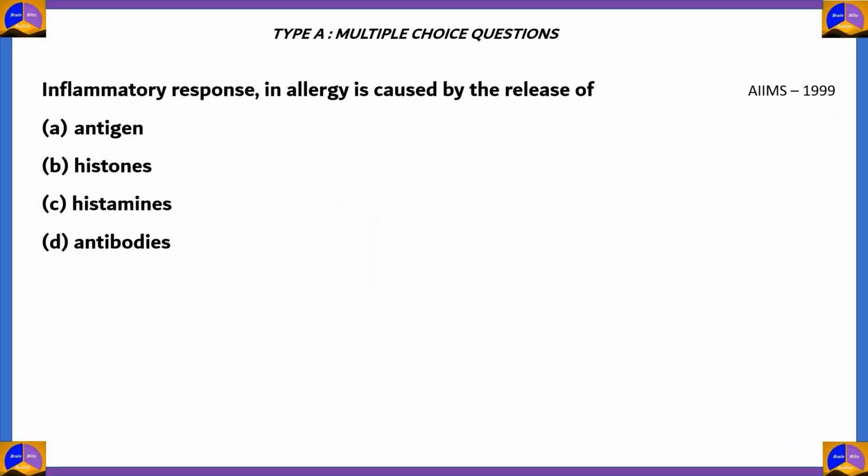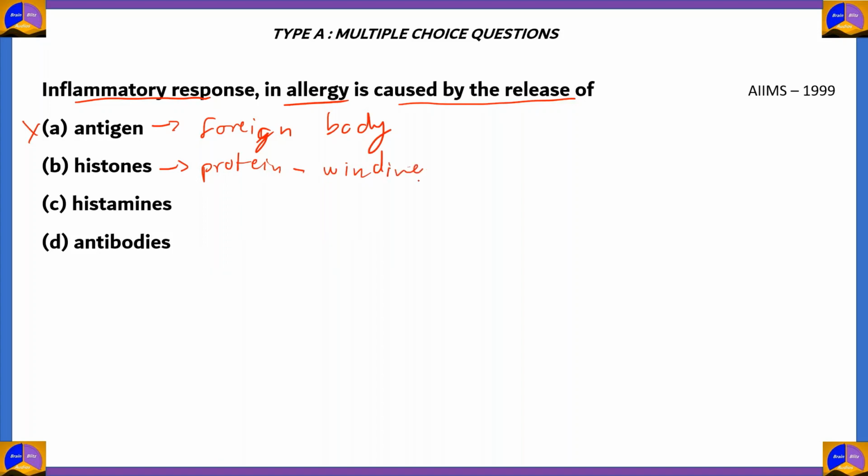Next question. An inflammatory response in allergy is caused by the release of A, antigen, B, histones, C, histamines, and D, antibodies. Let's look at each of our options. Antigen refers to a foreign body which causes diseases. So option A is incorrect. What about option B, histones? Now, histones refer to the protein which is used in winding DNA into chromatin material and eventually chromosomes. So option B is incorrect.